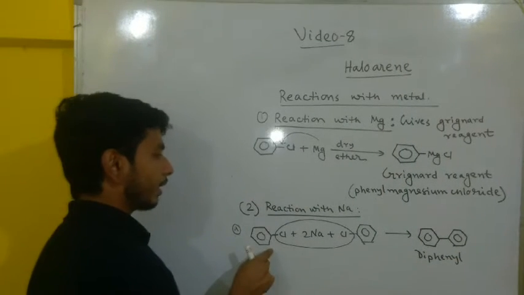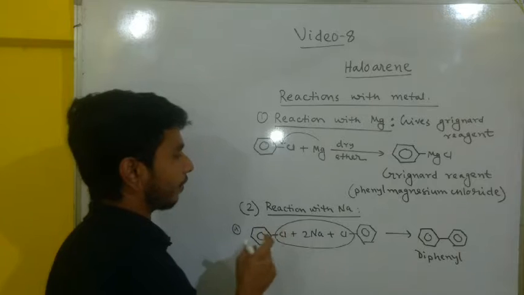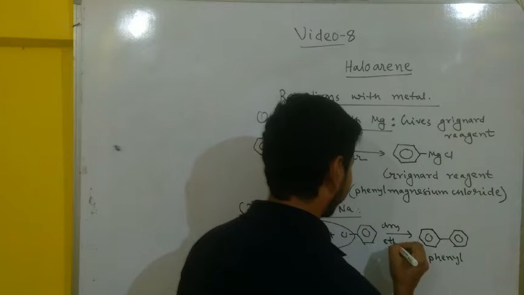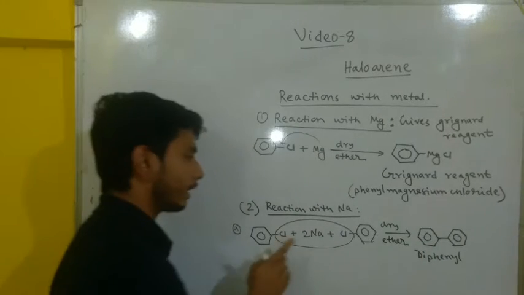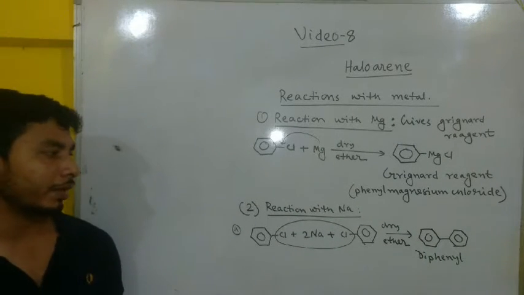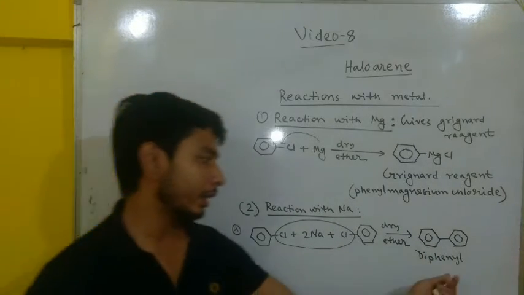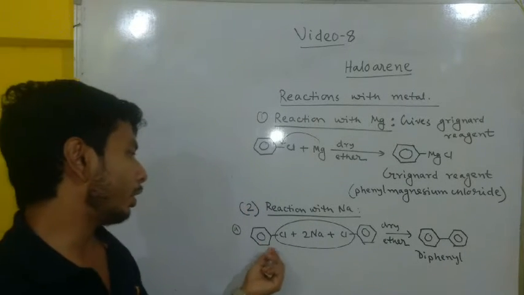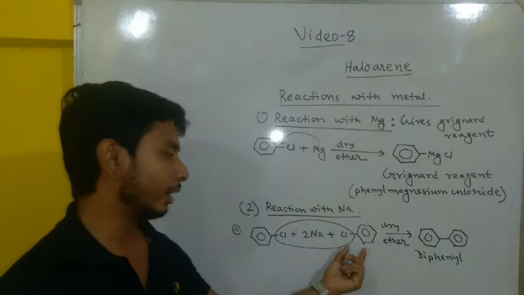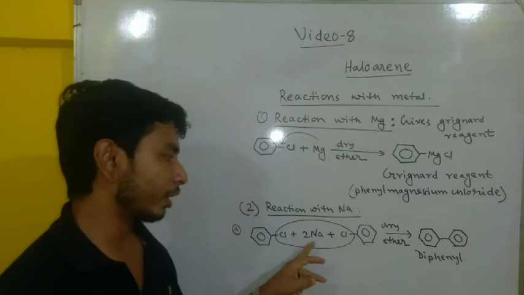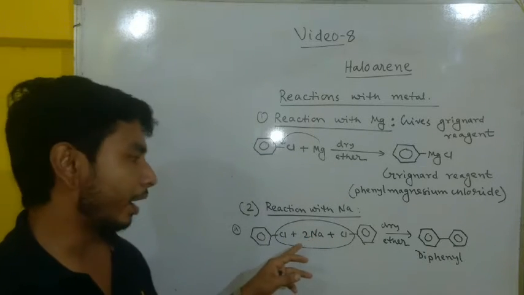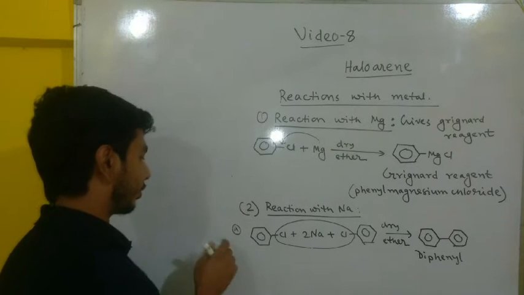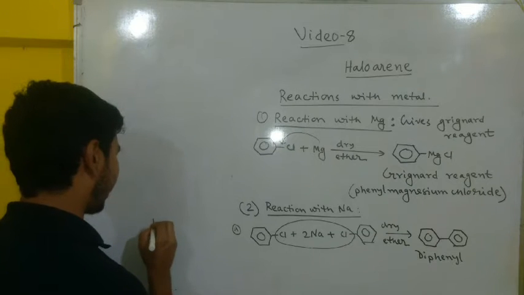Chlorobenzene upon treatment with sodium in presence of dry ether gives diphenyl. Here two equivalents of haloarene and two equivalents of sodium are required. This reaction is called the Fittig reaction.